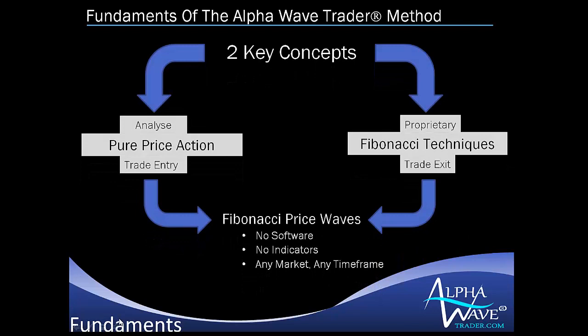So there we go. In the Alpha Wave Trader method, there are 2 key concepts: pure price for entry and stop, and Fibonacci for exits. No software, no indicators of any kind. You can apply the method to any instrument that you like to trade, as long as you recognize the risks involved in trading that instrument. As long as you recognize that the choice of the instrument is absolutely crucial.